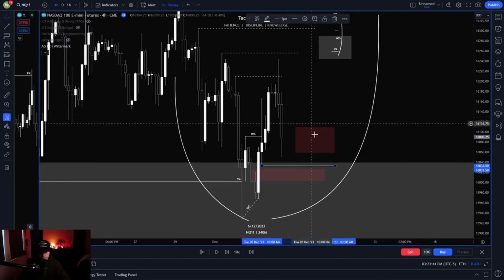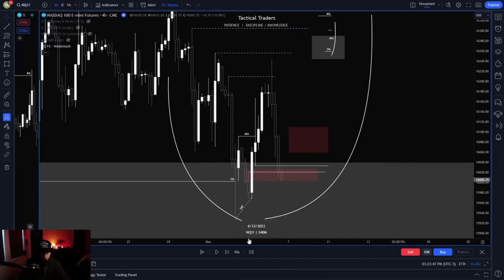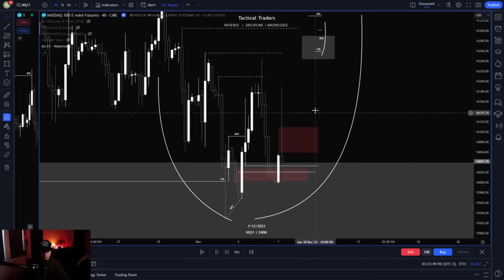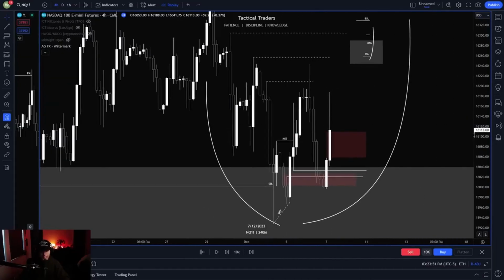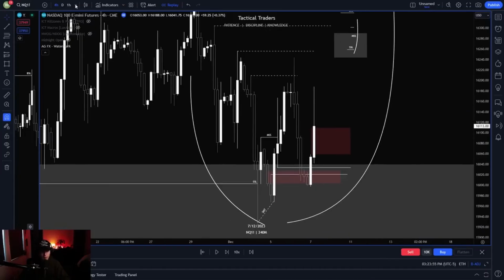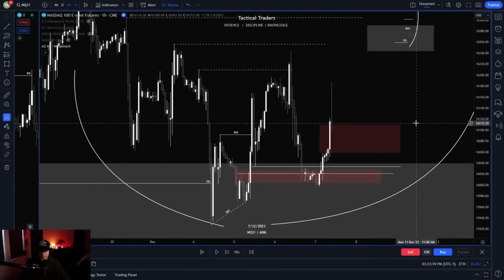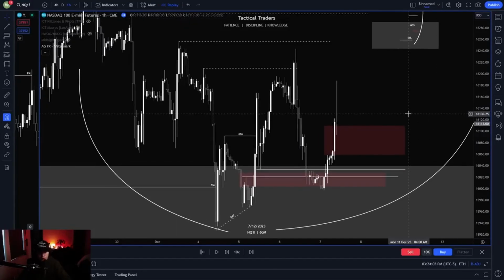Sorry, let me clean this up a little bit here. We end up coming back down to this imbalance, right? Once we bounce off of this, off the inverse fair value gap, I'm looking for displacement. Again, recognizing the bigger time frame model. Once this ends up getting bought up, this is when I can zoom into a smaller time frame and look for a possible setup here. If there is not a possible setup, then I am looking to see the next opportunity.